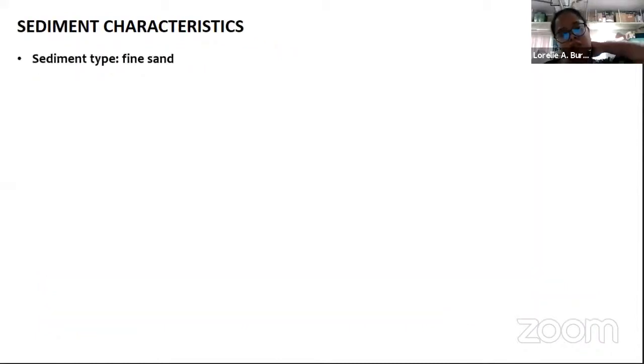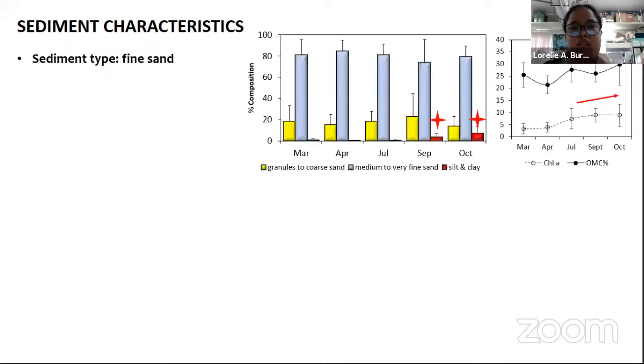So the dominant sediment characteristic in the area is fine sand. As mentioned earlier, there's an increasing trend in the portion of this sediment from September to October, which is linked to the deposition of finer particles from runoff. Also, parallel to that is the increase of organic matter.